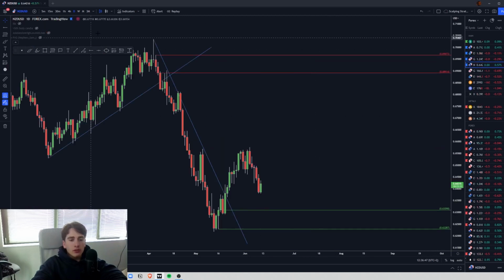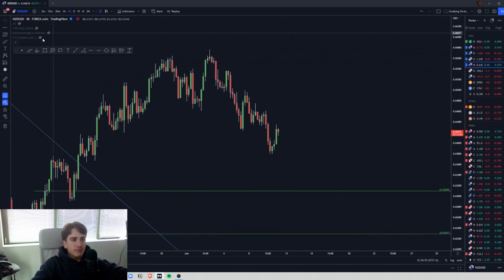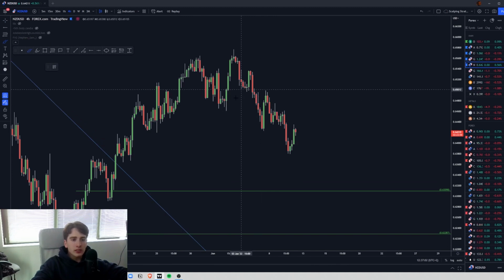Then Kiwi Dollar, nothing really much as of still. Looking at the fair value gap, it could move up higher potentially towards this fair value gap over here. Yeah, not really that interesting, I would say.